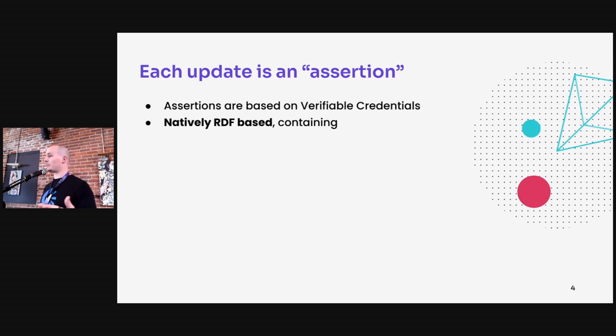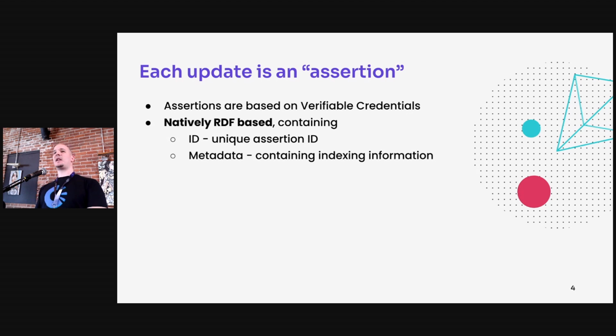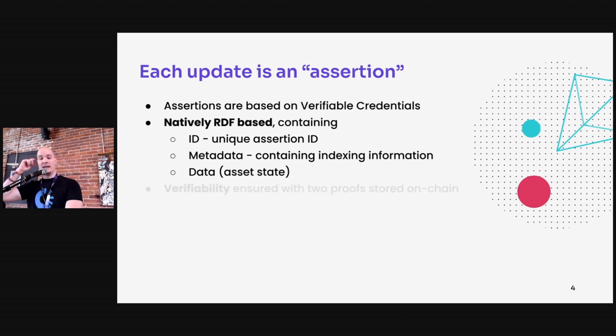So these assertions are basically verifiable credentials. They're natively RDF based, and they contain this ID. So that's basically the state ID or state commit hash, some metadata saying who's the issuer, what are the keywords associated with this particular assertion, and then the data, which is the asset state. Think of it as just some random JSON thing. You can put in here whatever you want. So that's your payload.